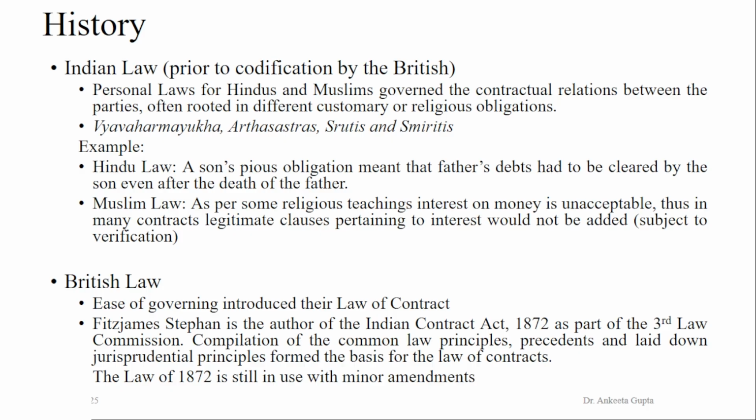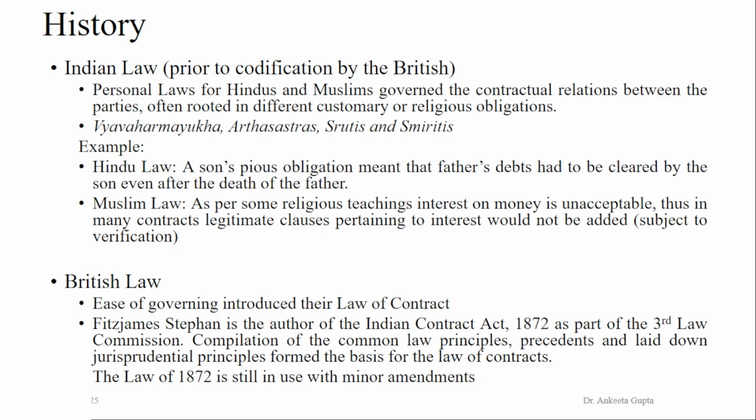Then here I would like to give an example which you may have already studied. For example, in the Hindu law, there is a concept of the son's pious obligation, which essentially means that a son is required to pay the debts which his father owed after the death of the father. Now, in modern contracts, you may find that the legal heirs or representatives of a certain individual have been written out of the contract and that they have nothing to do with the debts being paid for that individual.